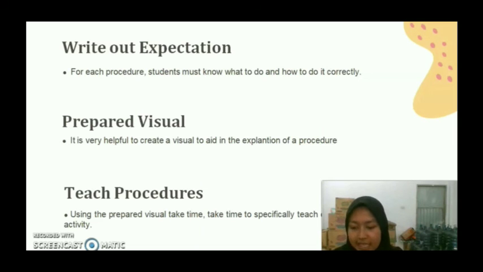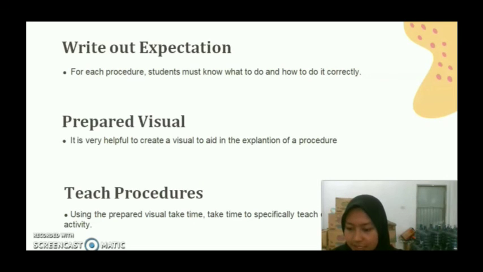And then next, the second is prepare visuals. It is very helpful to create a visual to aid in the explanation of the procedure. One example of a visual is a looks like, sounds like card. A poster listing the BAC expectations may also be created for each procedure or activity.